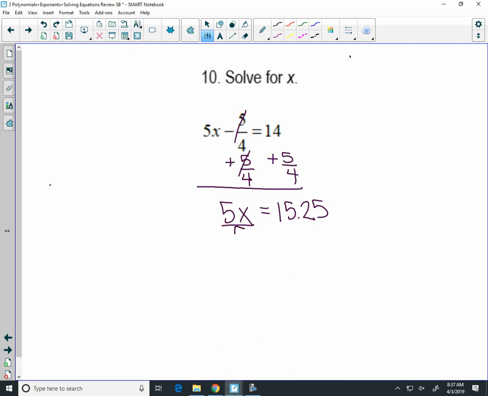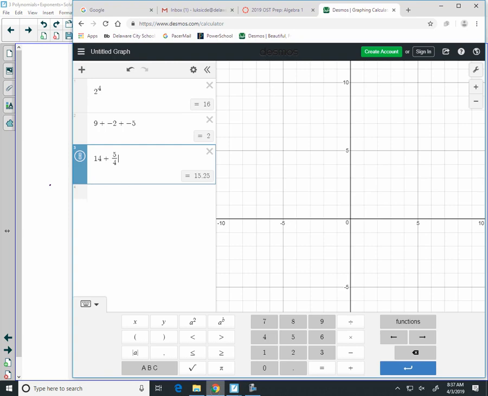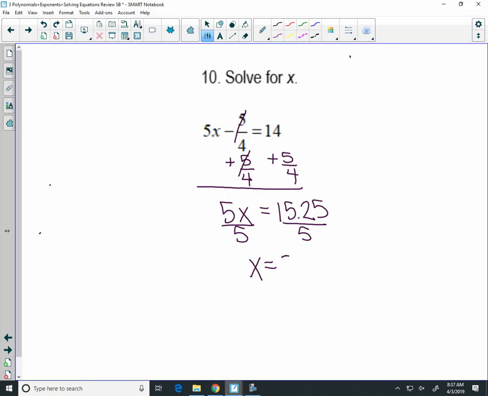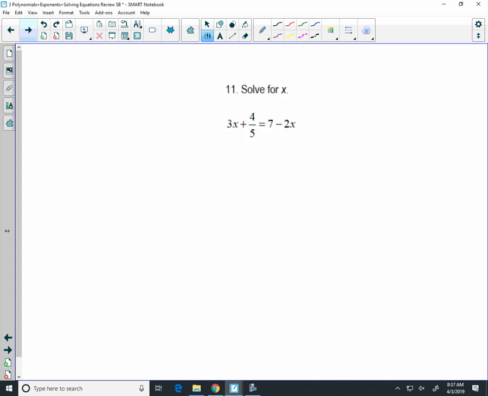And then divide by 5. .05. Again, don't be freaked out by that fraction and think, that's not going to be one of my answers. Let Desmos do the work for you. You know how to solve the equation. Just go with that. Okay. Same thing here.